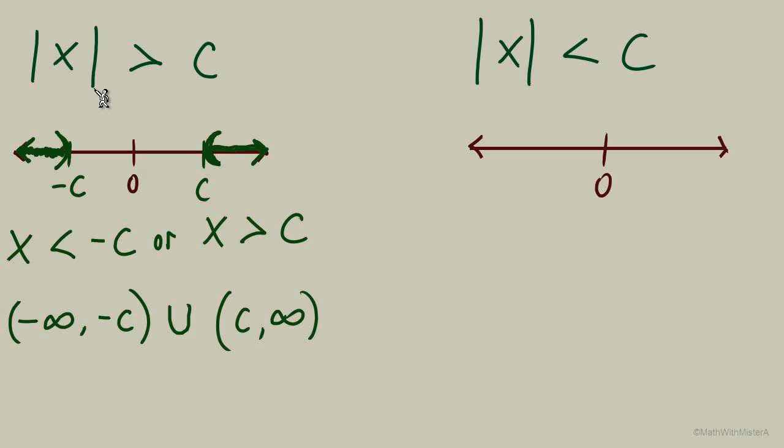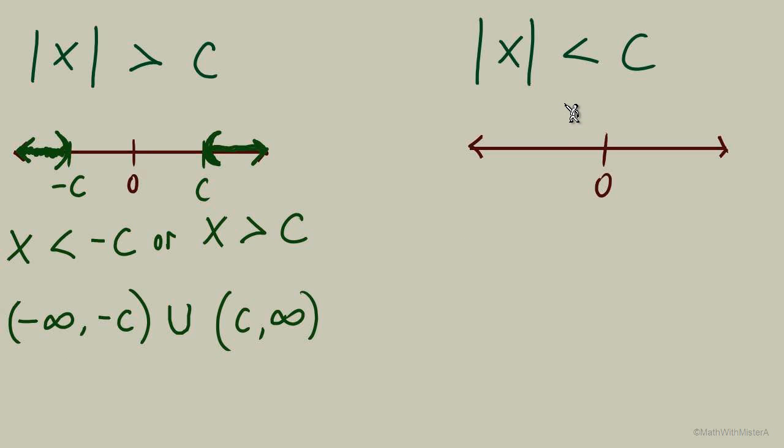So this type of absolute value inequality, a greater than, leads to two intervals. So we would have two inequalities for our solution, either or. And in interval notation, we would need to write both intervals with the union symbol.